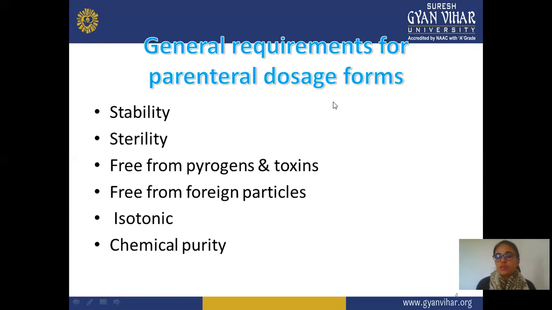And next, it should be free from foreign particles. No foreign particle or unwanted material should be present in your formulation. It should be completely sterile, a completely clear solution, and free from all foreign material. And isotonic: it should be isotonic or should maintain the tonicity according to body requirement, according to blood. If it is not properly isotonic, it may show some serious effect in your body after administration if you are preparing a formulation that is not properly isotonic.